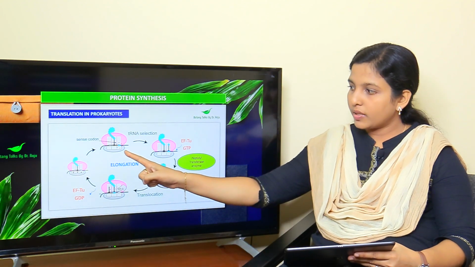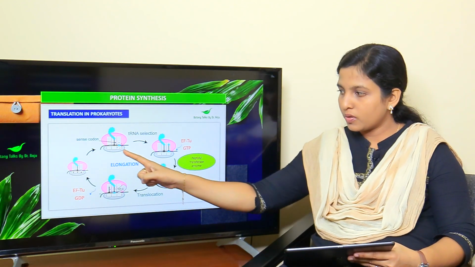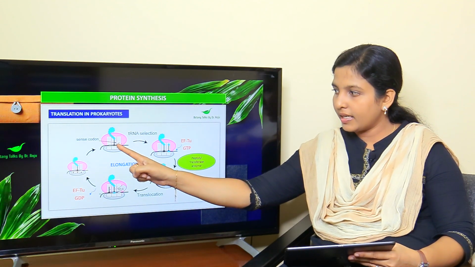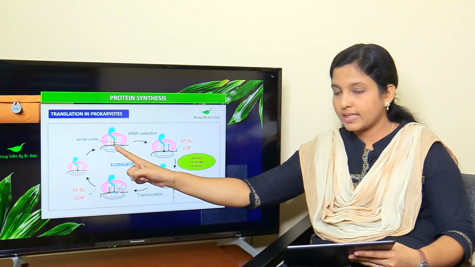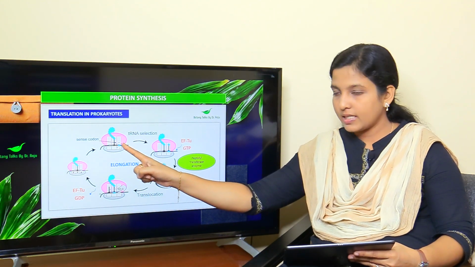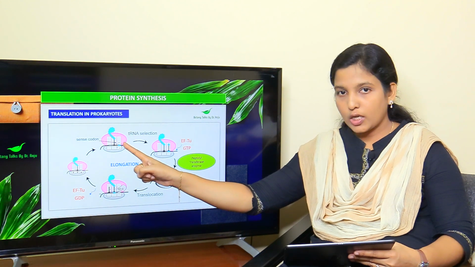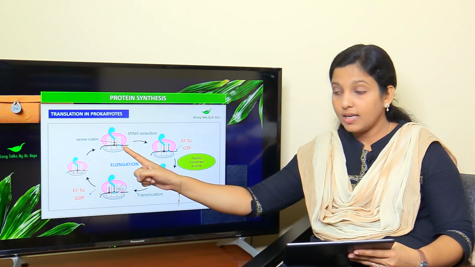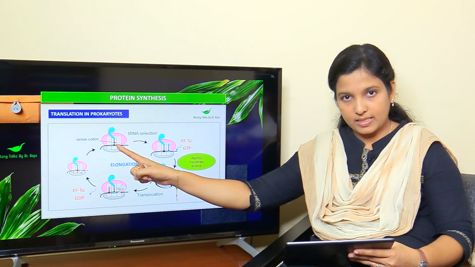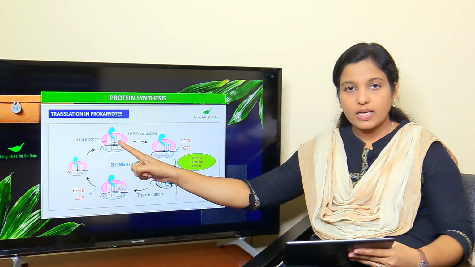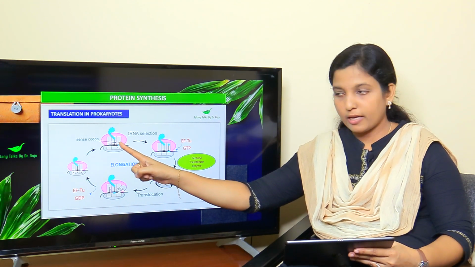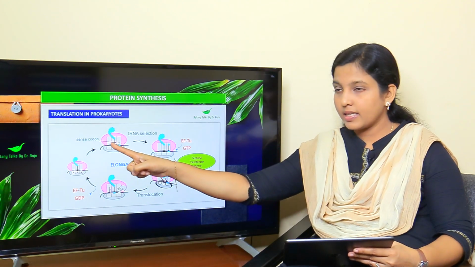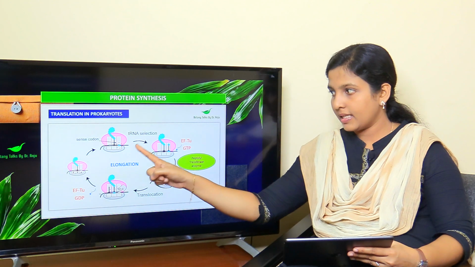In this picture, you can see a 30S ribosomal subunit and a 50S ribosomal subunit containing 3 different binding sites for tRNA molecules. The first site is the A site. Here, a new aminoacyl-tRNA molecule can bind. The second one is the peptidyl site, the P site. Here a tRNA is already present, that is, fMet-tRNA is present at the beginning. Then next is the E site, the exit site.